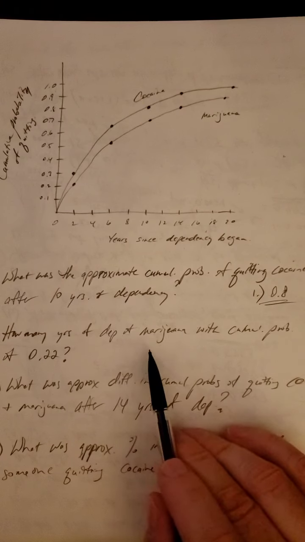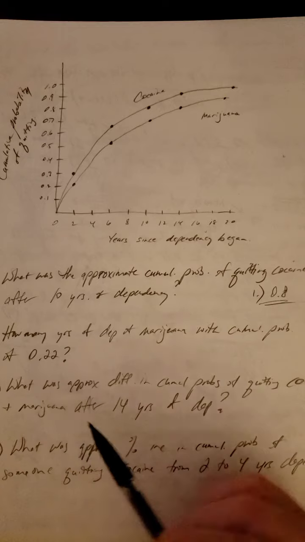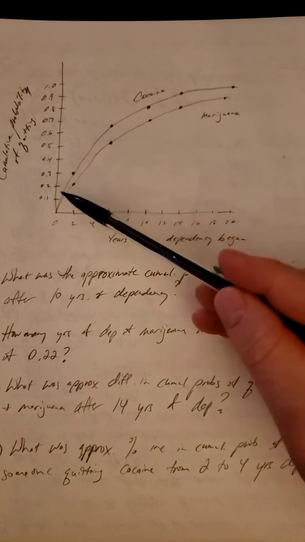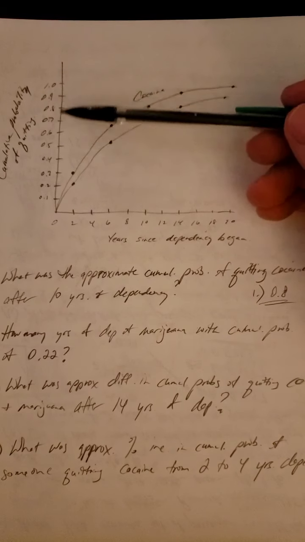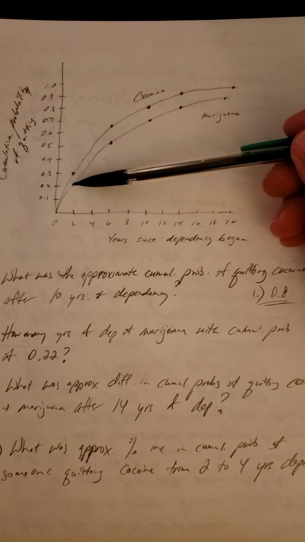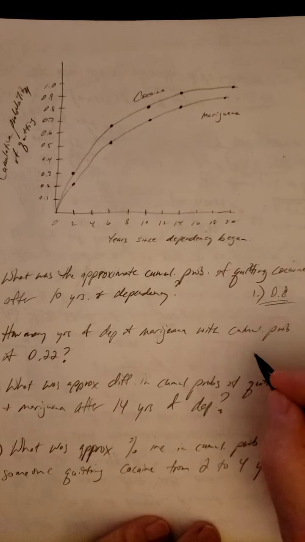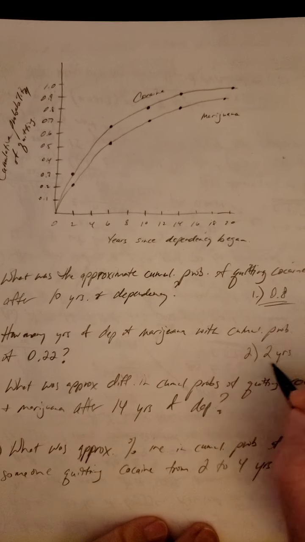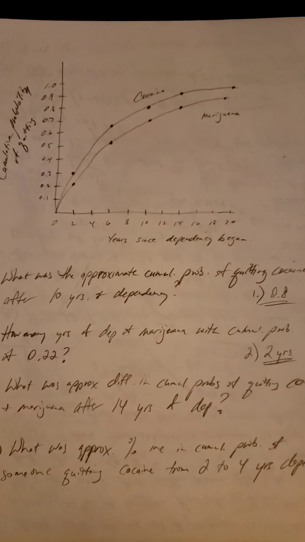How many years of dependency of marijuana with a cumulative probability of 0.22? So now we're working in reverse. So, okay, again, we want marijuana, so that's going to be the lower line. And now, if we look at a cumulative probability of 0.22, which is right about here, it looks like it's right about at 2 years of dependency. So that would be the answer for number 2, 2 years.